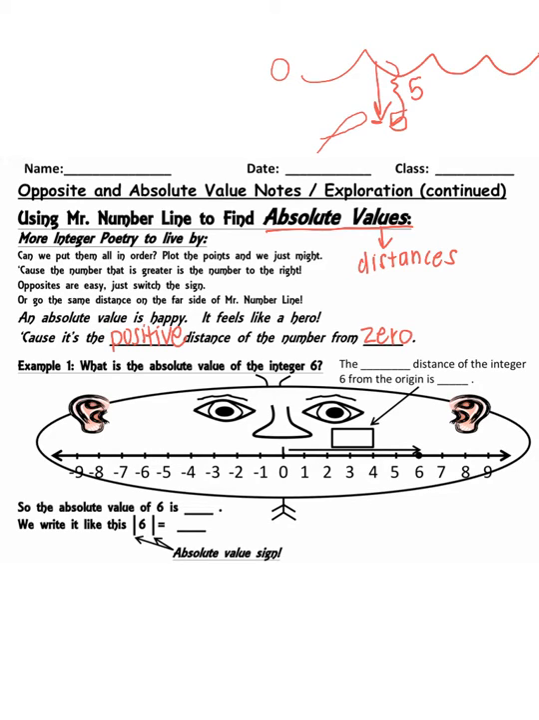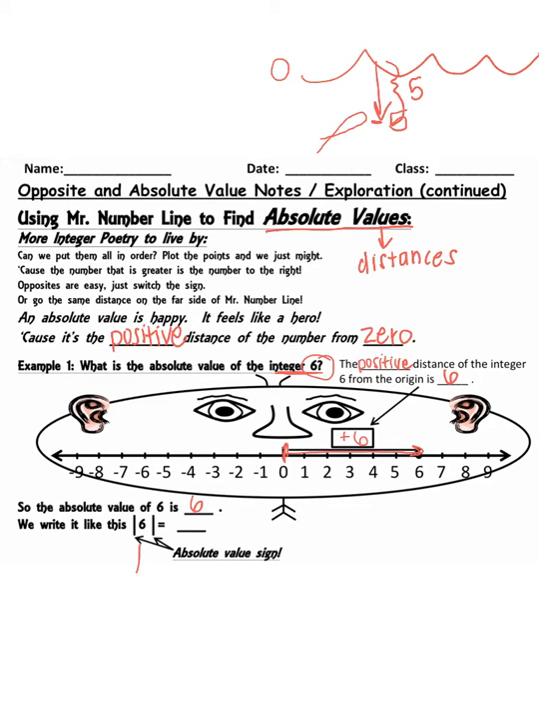It says, what's the absolute value of the integer 6? Okay, well, 6, remember, it is the positive distance of the integer 6 from the origin. So going from the origin to 6, you're moving positive 6. Therefore, the absolute value is still just 6. So the absolute value of 6 is just 6. It's already positive. It gets to stay the same.